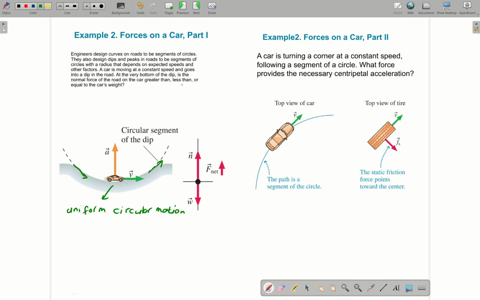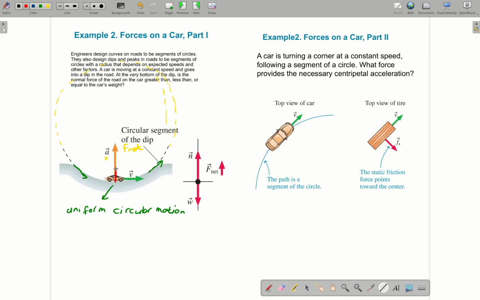At the very bottom of the dip, is the normal force of the road on the car greater than, less than, or equal to the car's weight? This is a very nice review of applications of Newton's laws. We know that in uniform circular motion, there is always an acceleration towards the center of the circle. Imagine the circle here. Here I have a total acceleration. Okay, my circle is not very good, but you got the idea. Since there is an acceleration in that direction, remember there is an F net in that direction. And whichever direction we have F net, the forces in that direction are larger.